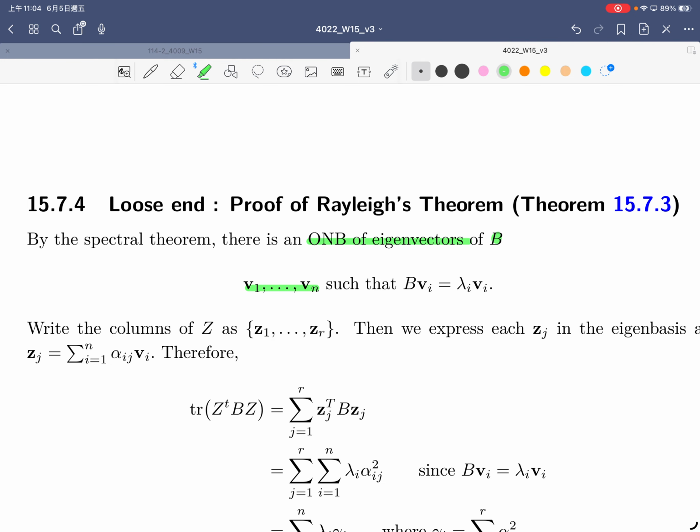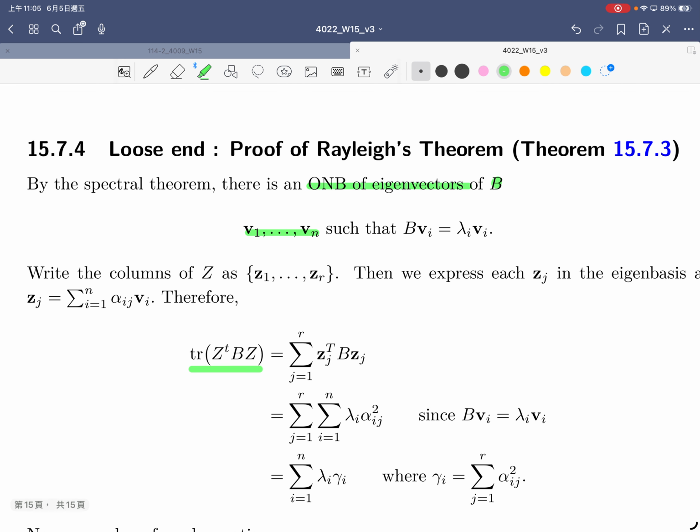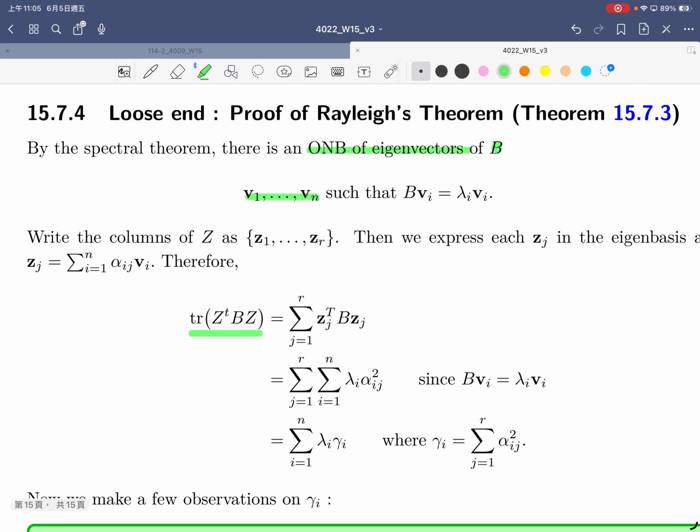And the proof, to be honest, is not that intelligent. I don't have a very intelligent proof. I just spell out everything. I want to maximize the trace of Z transpose BZ, so let me write that out. As a scalar term, how do I do that? Firstly, I call the columns of Z to be z1 up to zR. And because I have an orthonormal basis here, every z can be written as a linear combination of the phi.